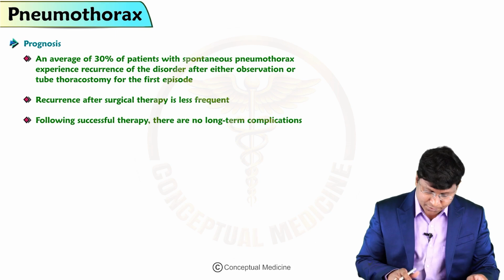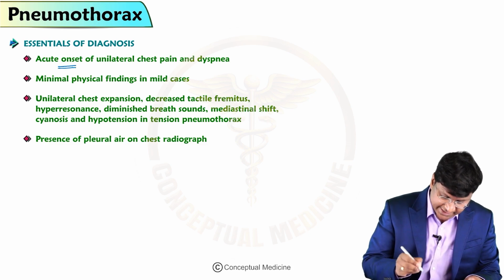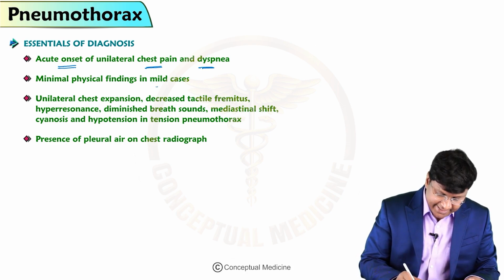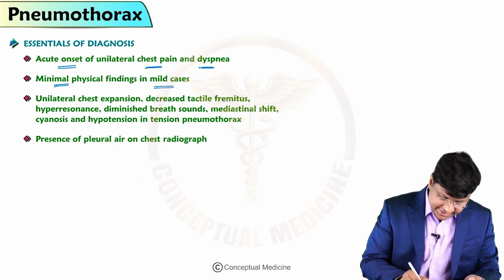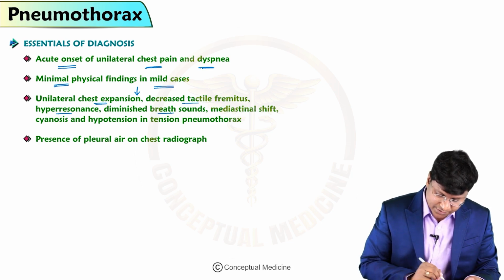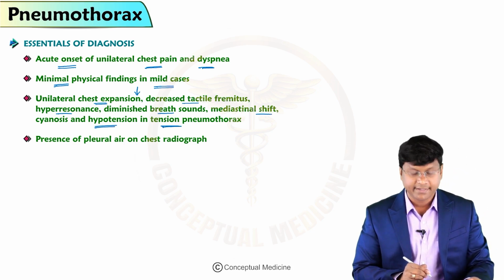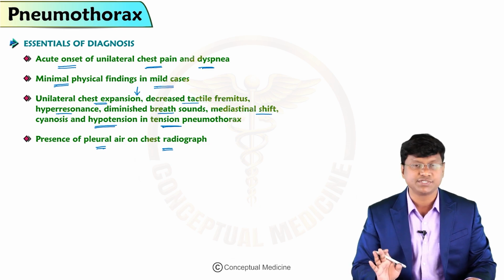And finally, if you summarize the pneumothorax, what are the essentials of the diagnosis? First and foremost, the individual will have acute onset dyspnea as well as chest pain, right? And if it is mild pneumothorax, you will have minimal findings, and unilateral chest expansion will be reduced, there will be decreased tactile fremitus or vocal fremitus, hyperresonant note, diminished breath sounds, mediastinum shifted to the opposite side, and hypotension is seen particularly in patients with tension pneumothorax. And presence of the pleural air is very important in the diagnosis of pneumothorax by chest radiograph.